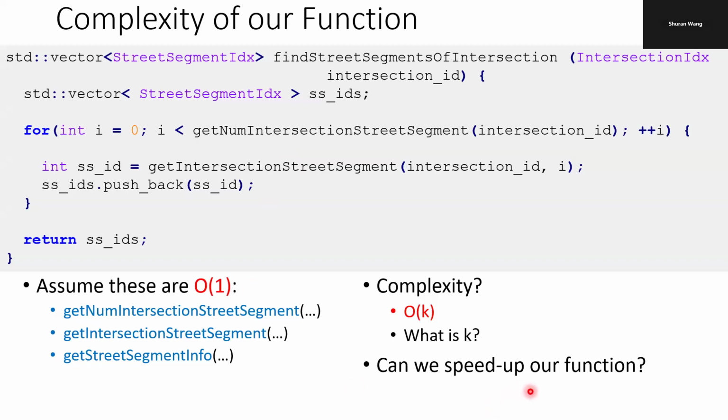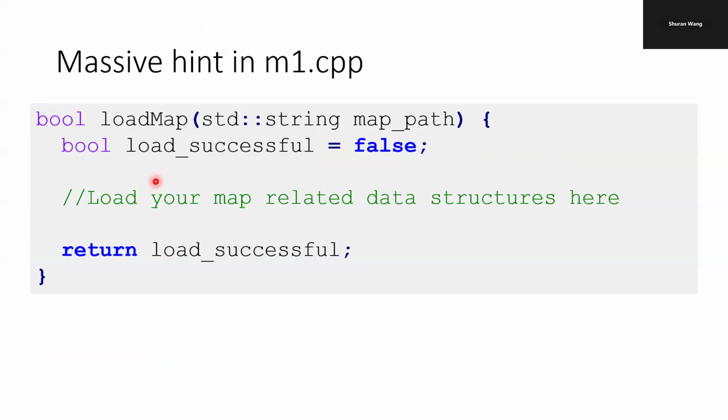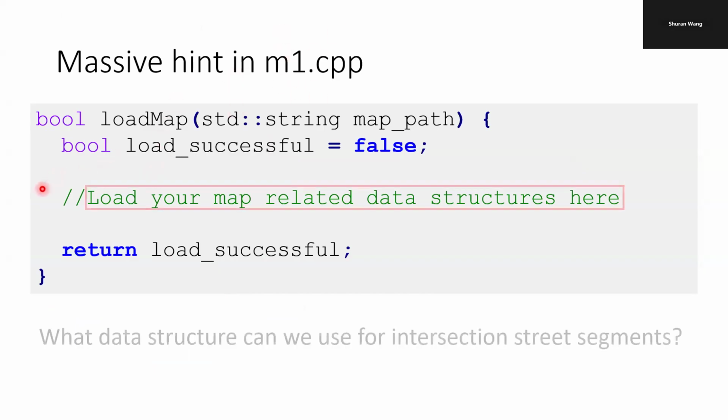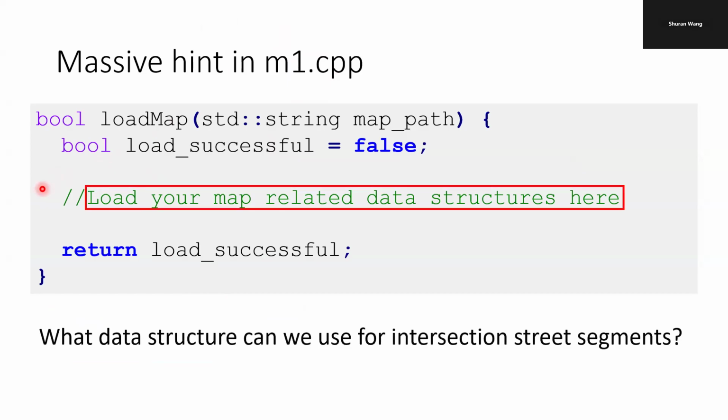So if we want to speed up our function, rather than creating the vector inside the function itself, we might need to create it beforehand. And there's a massive hint in m1.cpp. Inside load map, there is the line of comment here, load your map related data structures here. So we need to use a global data structure that's loaded here for the intersection street segments function.